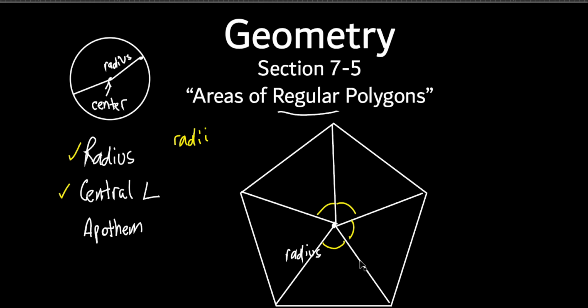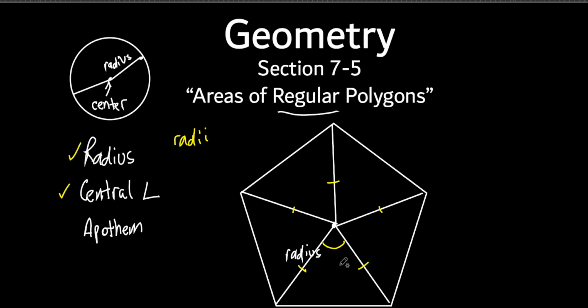So that comes in helpful sometimes. And you know these lengths right here, like this length and this length, they're the same as well. This one and this one, they're all the same length. Everybody good so far? So we know what the central angle is. We know what the radius is. We know that the radii are all equal to each other. We know all the central angles are all equal to each other. So that's something important to know.